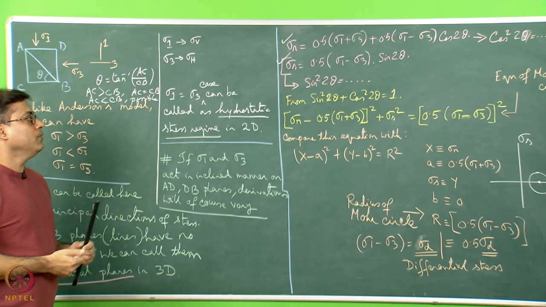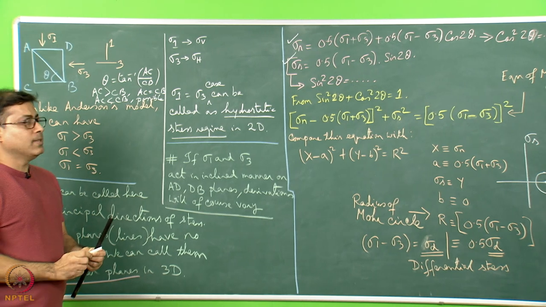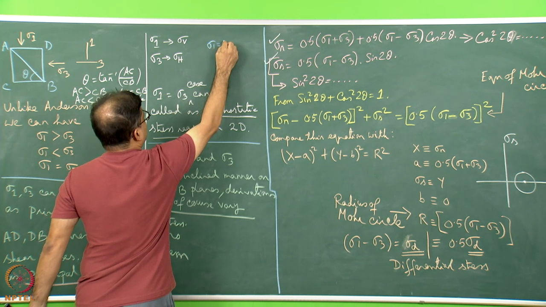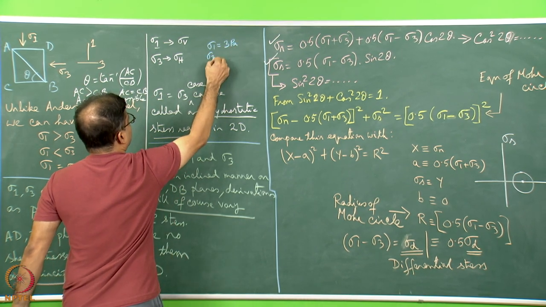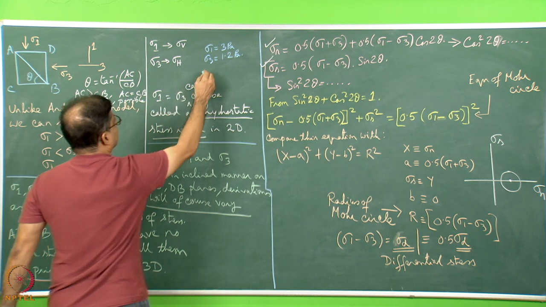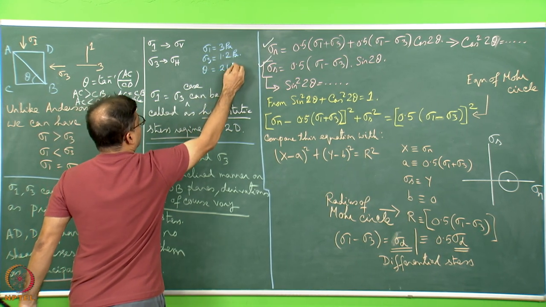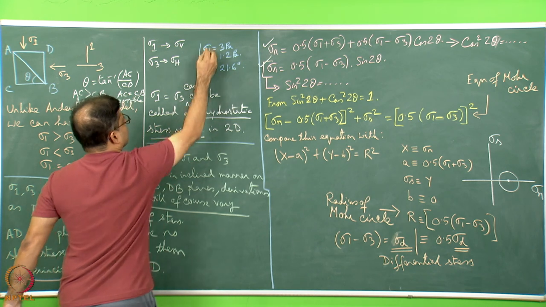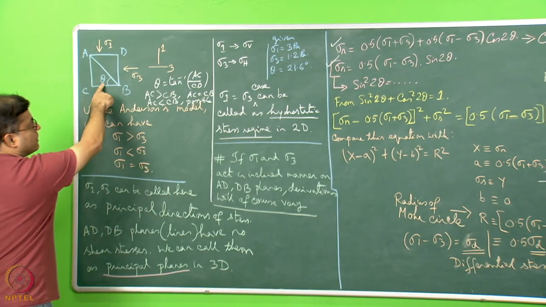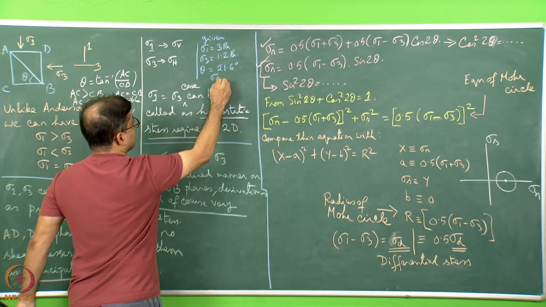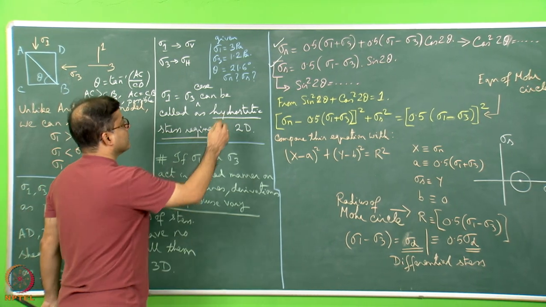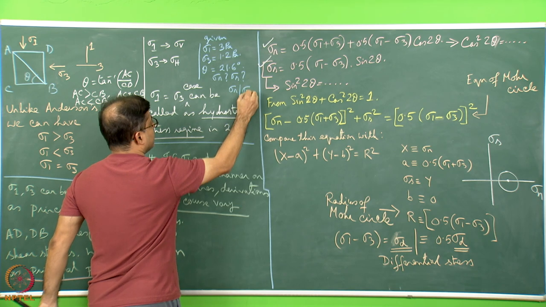Okay. Now I give you an example of what kind of problems, a simple problem to start with. Imagine in this case sigma 1 compressional is 3 Pascal, sigma 3 compressional is 1.2 Pascal, and theta equal to 21.6 degree. These are given, and I am asking you to find out for this AB plane with dip theta 21.6, how much is the normal stress acting, how much is the shear stress acting.